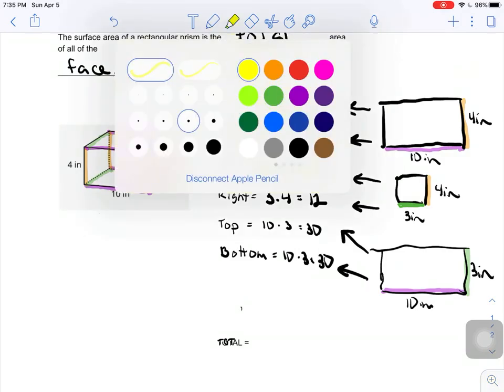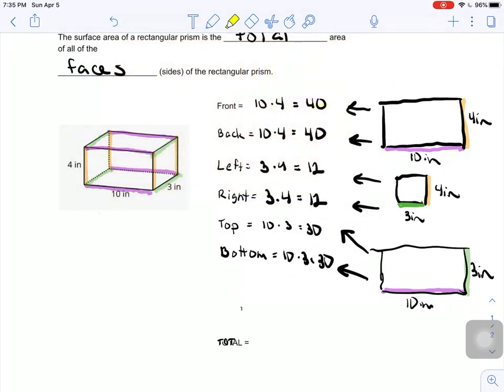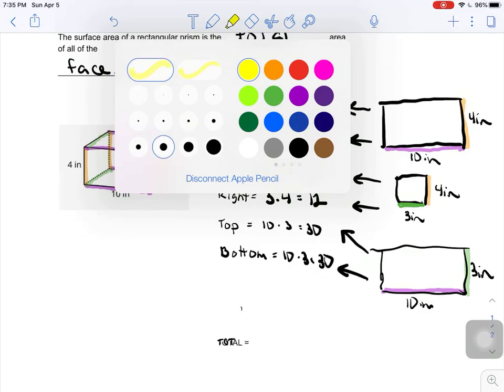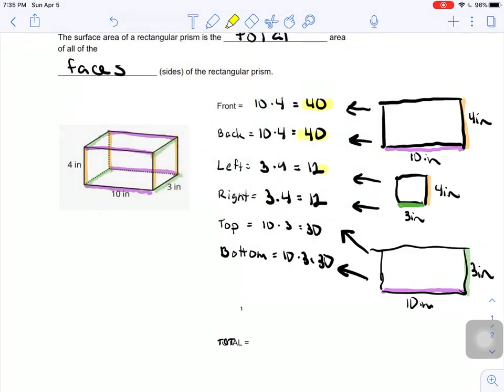So we've got the area of each of our sides. So 40, 40, 12, 12, 30, 30. So that's each of the individual sides of the box. So it's what it would take to cover each side. So surface area is the total of all those things. Now we're going to add them up, and that's going to give us the total that it would take to cover all of the different sides of the box. So this is now going to turn into a big old adding problem.